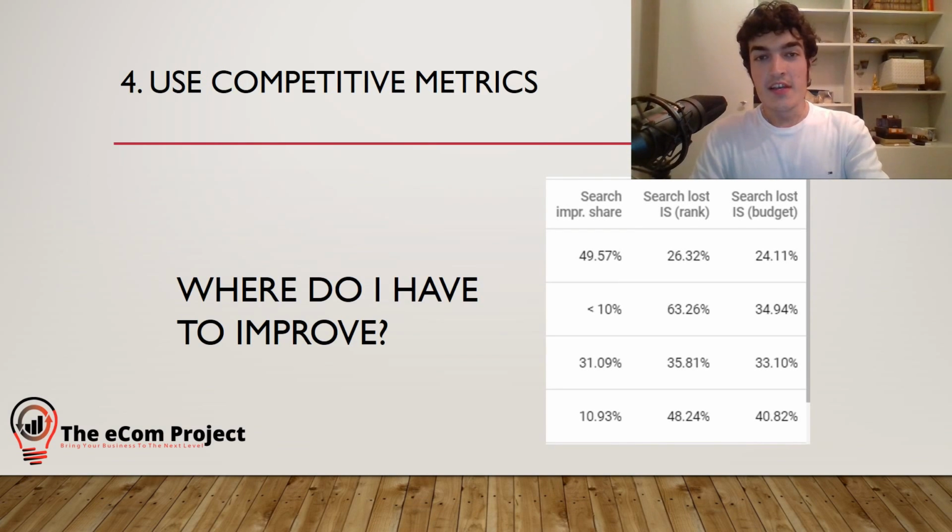And last but not least, this is what I mentioned in the beginning, use competitive metrics. They basically show you where you have to improve in order to get more impressions and ultimately clicks. So you can go to your columns tab in Google AdWords, and you can select search impression share, search lost IS rank, and search lost IS budget, and they will show you how many impressions you're losing because of your ad rank. Ad rank means that someone else is outbidding you, so basically you bid $1, they bid $3 for a click, so they show up way more often than you.